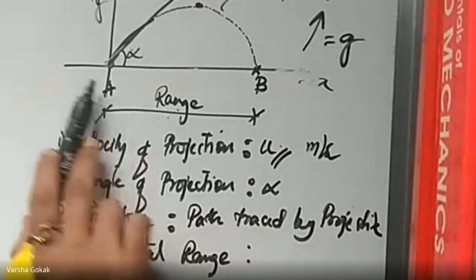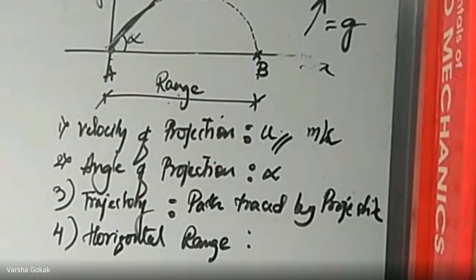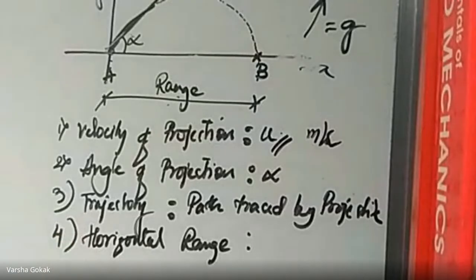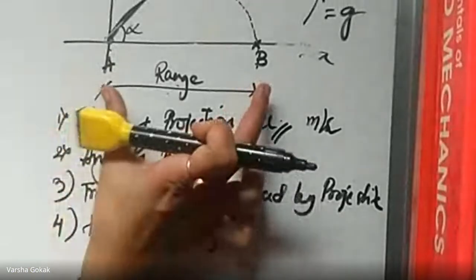From the figure, I can say the range is from A to B. It is what? Distance between A and B. Correct. What you are telling is correct. Only, don't use the word path, right? So horizontal range is what? Its name is horizontal range because it is horizontal distance.